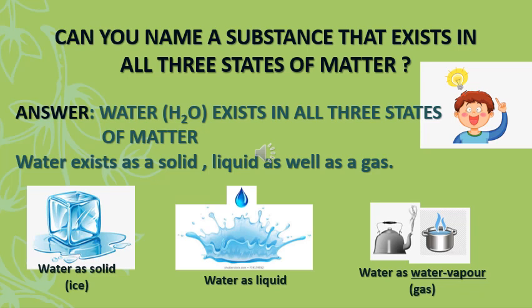We can see water in all three states of matter. We use water in the form of solid as ice. We drink water which is liquid, and we see water vapors which is the gas state of water. So water is the substance which exists in all three states of matter.